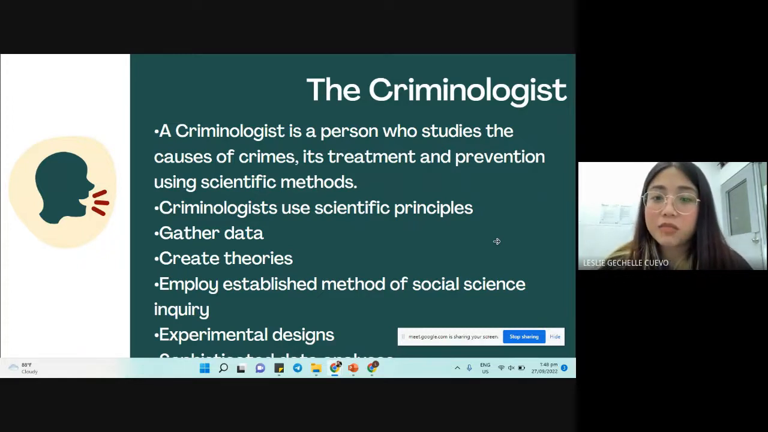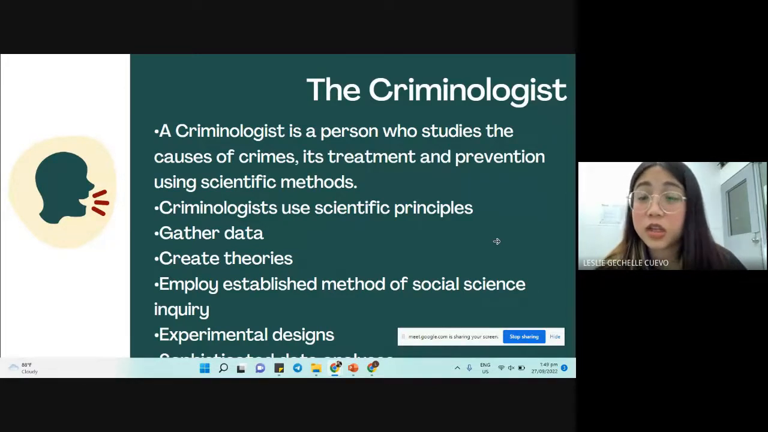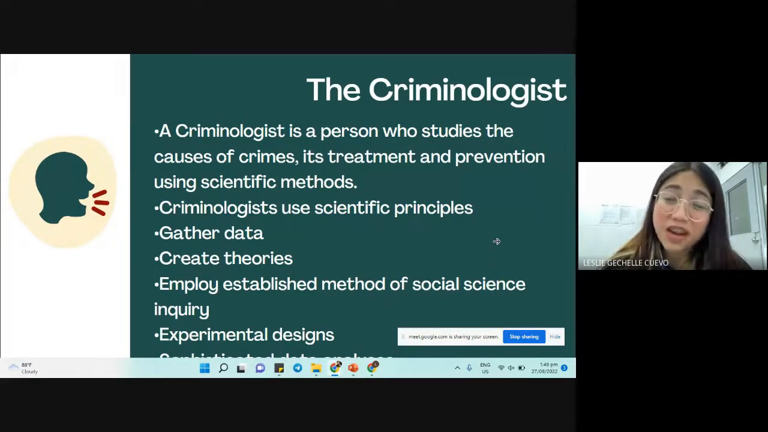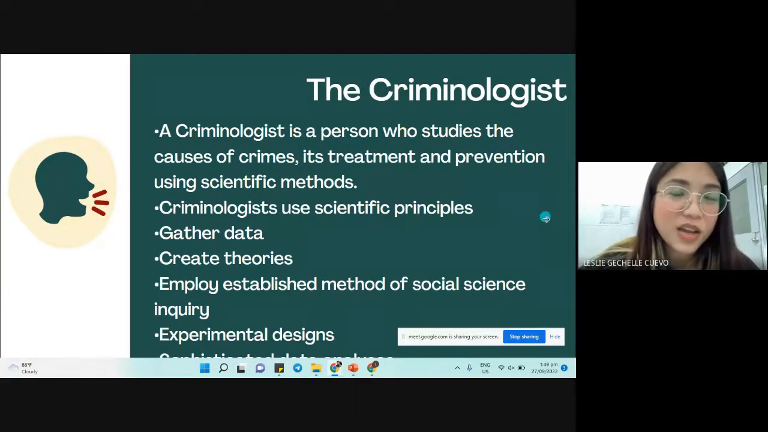So, well, we can blame it on our curriculum, but still, the actual job of a criminologist is to study, ito nga, causes of crimes, treatment, and prevention. Okay.